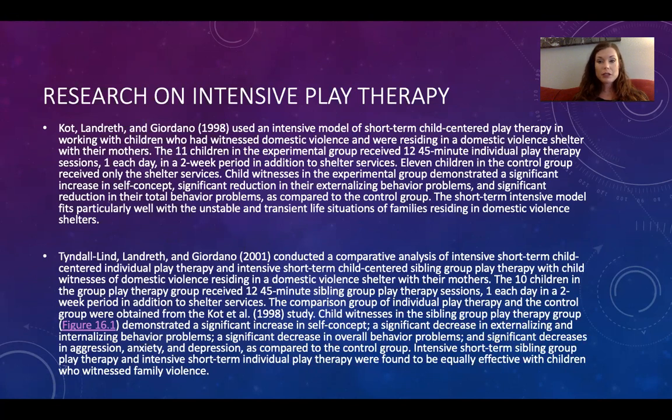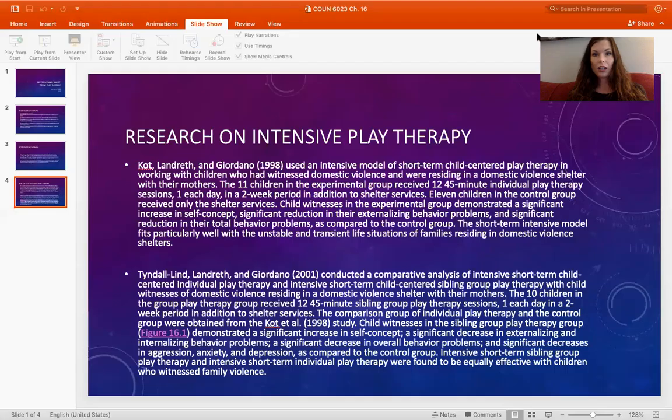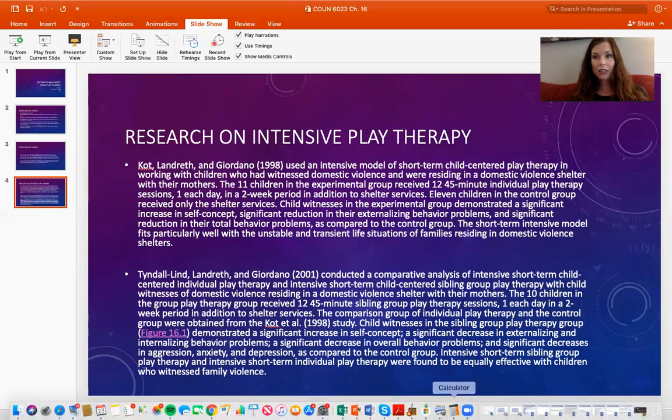Child witnesses in the sibling group play therapy group demonstrated a significant increase in self-concept, a significant decrease in externalizing and internalizing behavior problems, and a decrease in overall behavioral problems, and significant decreases in aggression, anxiety, and depression as compared to the control group. Intensive short-term sibling group play therapy and intensive short-term individual play therapy were found to be equally effective with children who witnessed family violence. So that is just a little bit of information on intensive play therapy.